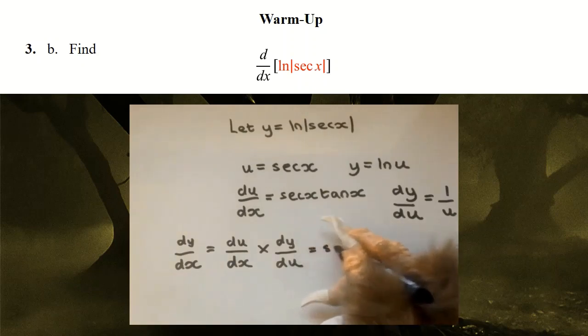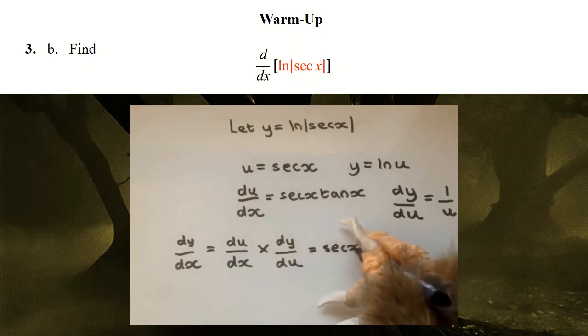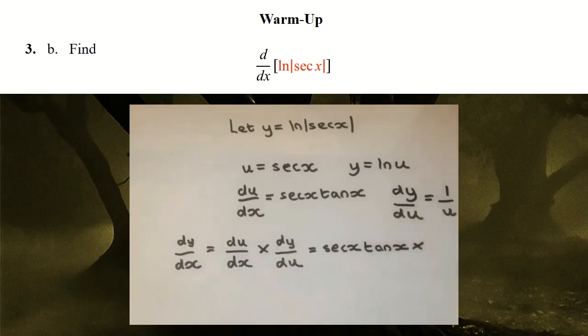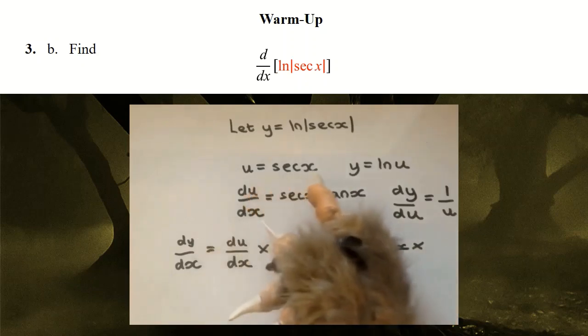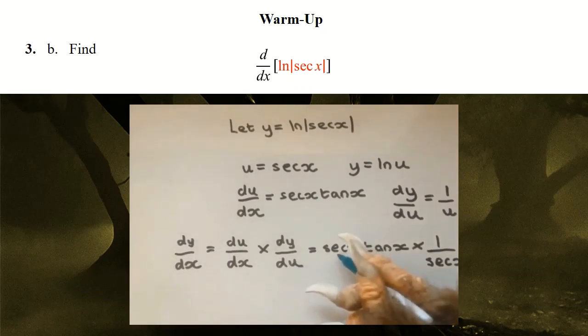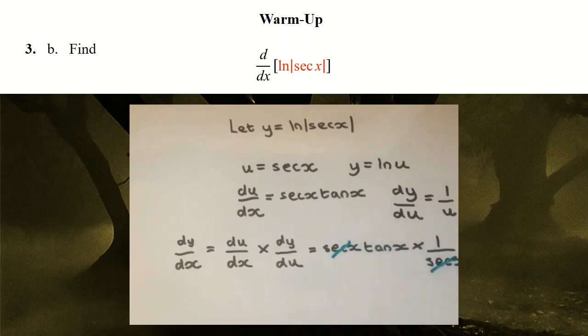So that's going to be sec x tan x multiplied by 1 over u. And I'm going to sub in what our u is. Remember, our u was sec x. So that's actually going to be 1 over sec x. Alright, now then, we've got some nice cancellation here. So if you'll notice, we have sec x in the numerator and the denominator, so that's going to go with that. And we are left with tan x.